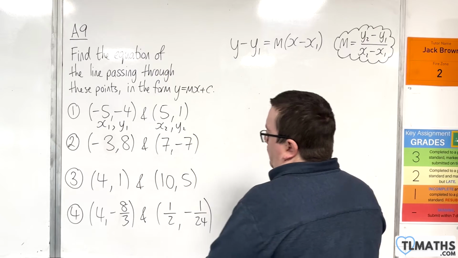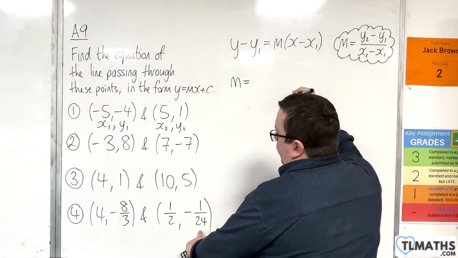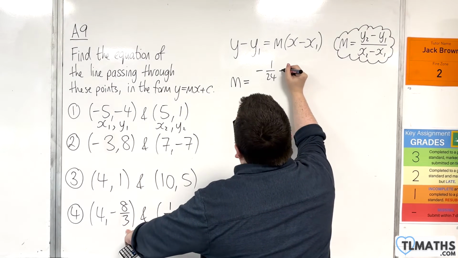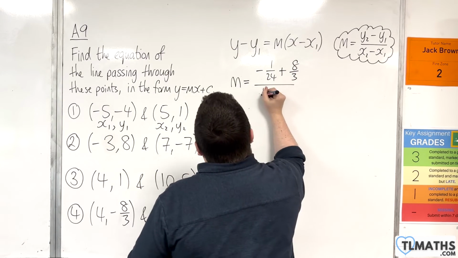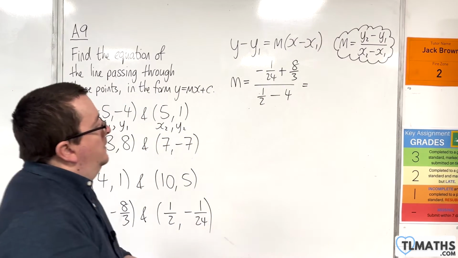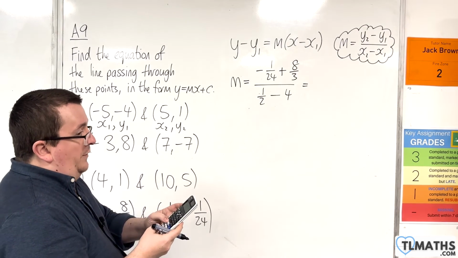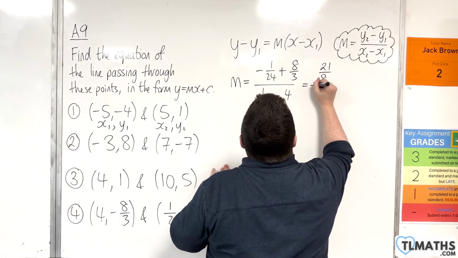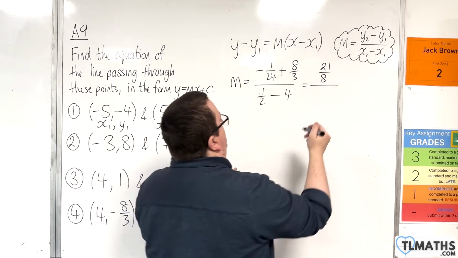Right, number 4, last one. Okay, so the gradient m is y2, so minus 1 over 24, take away minus 8/3, so plus 8/3, over 1/2 take away 4. So get the calculator to do the heavy lifting for you. Minus 1 over 24 plus 8/3. So deal with the numerator first. So that's 21 over 8. And in the denominator, we've got 1/2 take away 4, so minus 7/2.